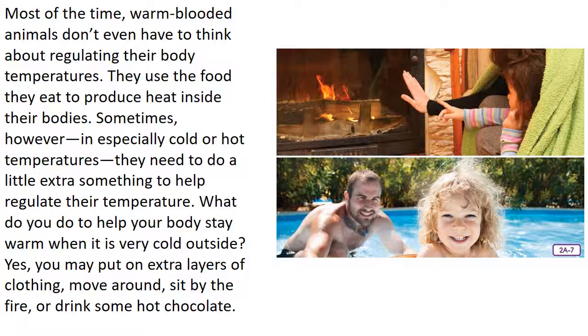Most of the time, warm-blooded animals don't even think about regulating their body temperatures. They use the food they eat to produce heat inside their bodies. Sometimes, however, in especially cold or hot temperatures, they need to do a little extra something to help regulate their temperature. What do you do to help your body stay warm when it's very cold outside? Yes, you may put on extra layers of clothing, move around, sit by the fire, or drink some hot chocolate.